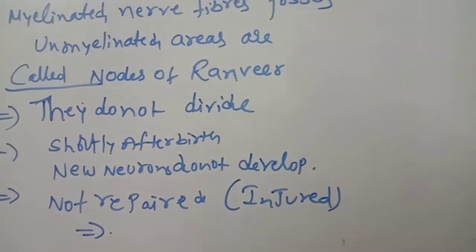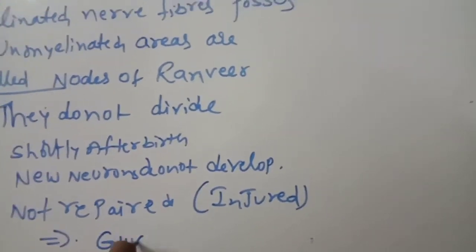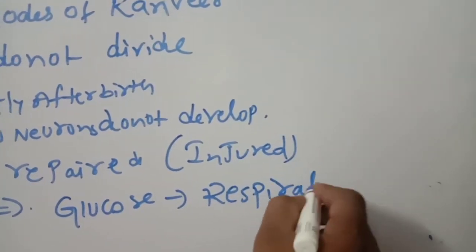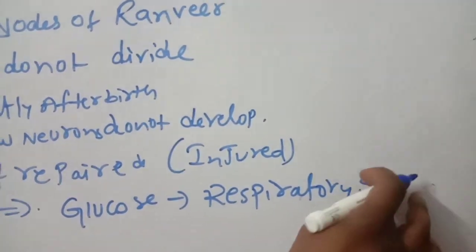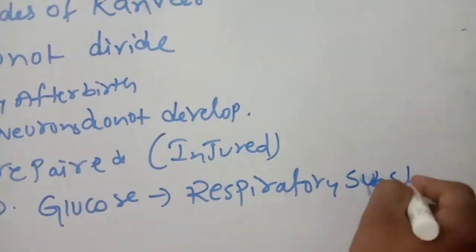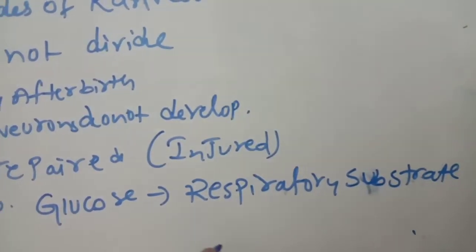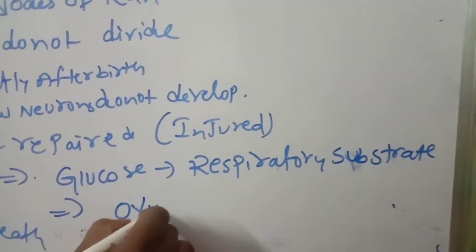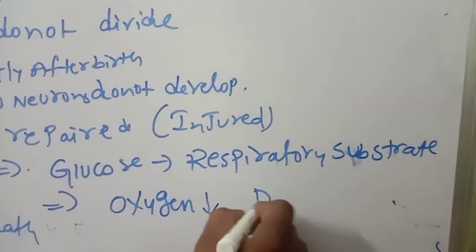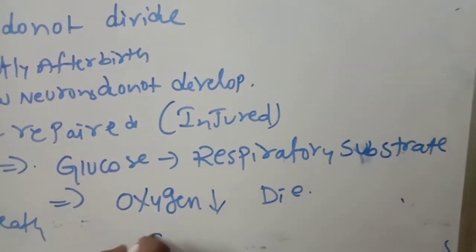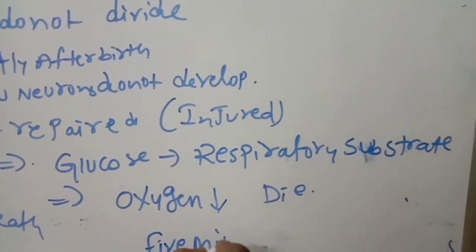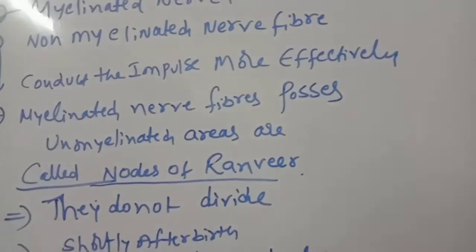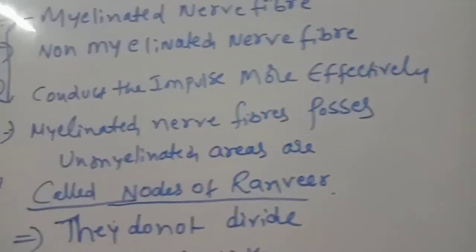Next, they use only glucose as a respiratory substrate. They use only glucose for energy. Next, they die if deprived of oxygen. If oxygen is less, what will happen? They will die within 5 minutes. Just 5 minutes. These are the special characters of neurons.